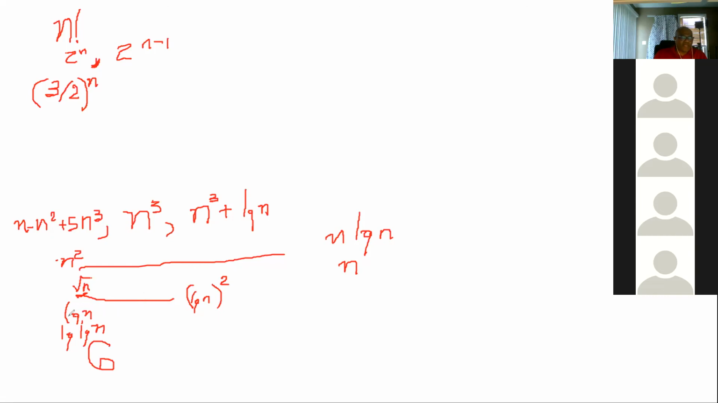This one, the log n and the log n squared. And log n definitely is better than log n squared, and 6 would be the best performing algorithm.